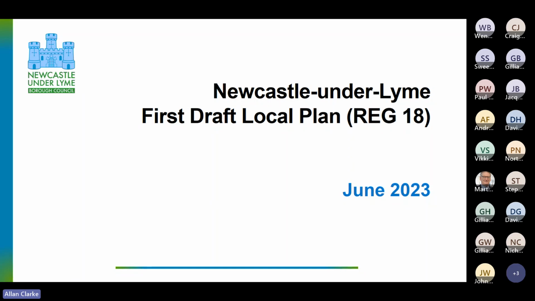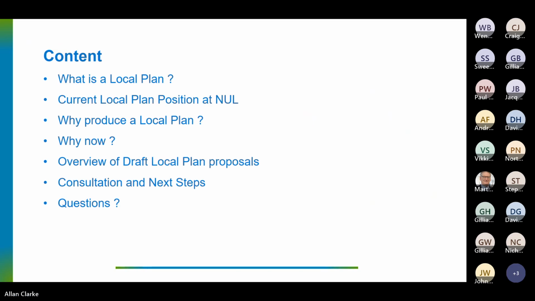So we intend to cover a number of different slides tonight, and that will include what is a local plan, the current position at Newcastle, some overview of proposals in the first draft local plan, and some background in terms of consultation and next steps.